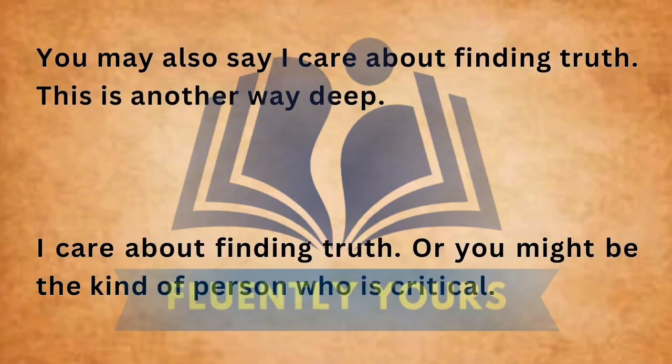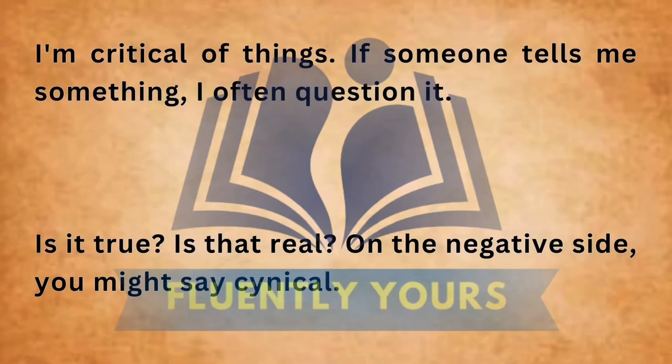You may also say, I care about finding truth. This is another way to say deep. I care about finding truth. Or you might be the kind of person who is critical. I'm critical of things. If someone tells me something, I often question it. Is it true? Is that real? On the negative side, you might say cynical.